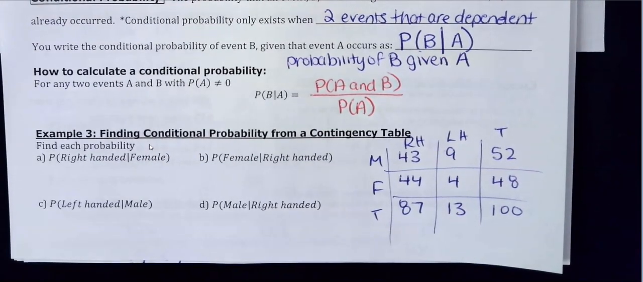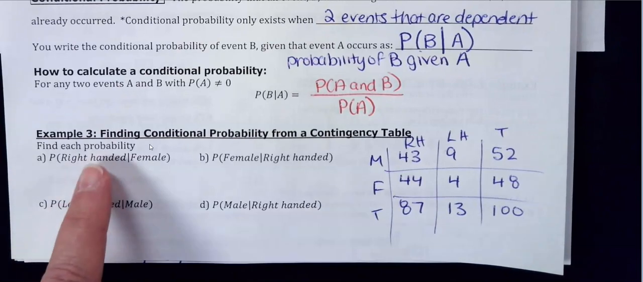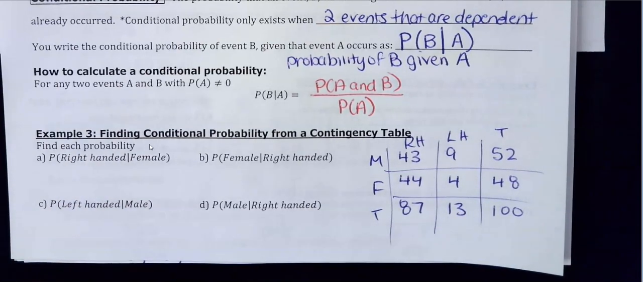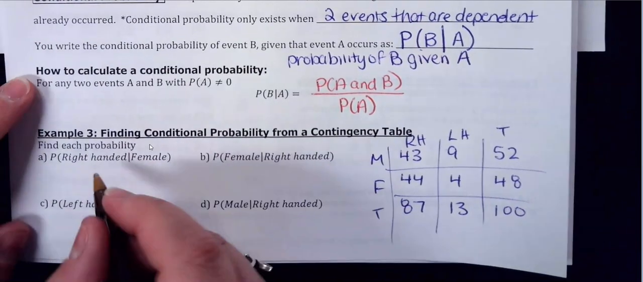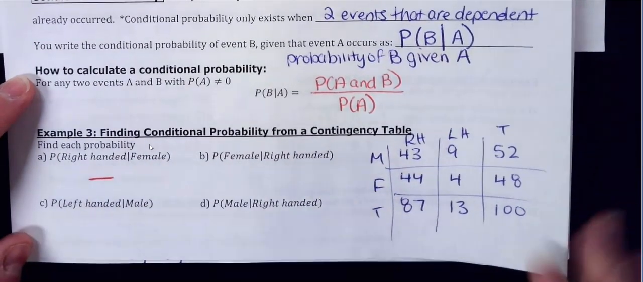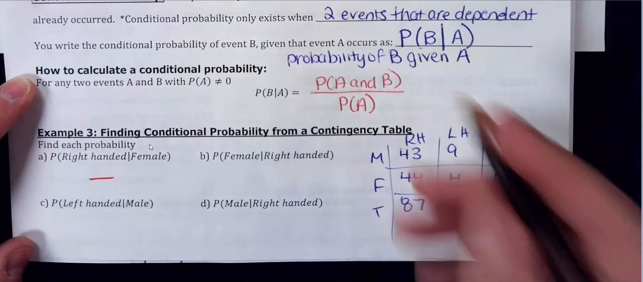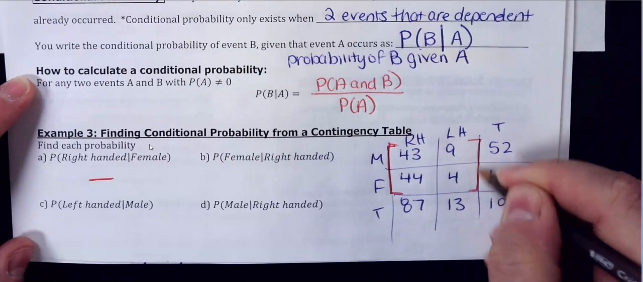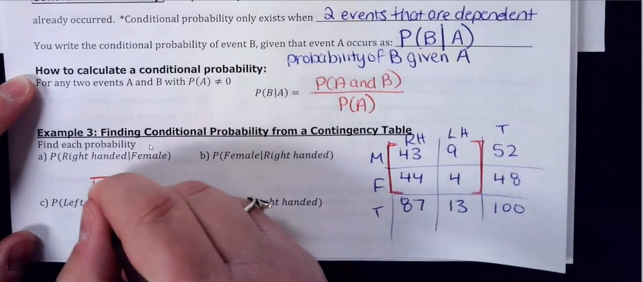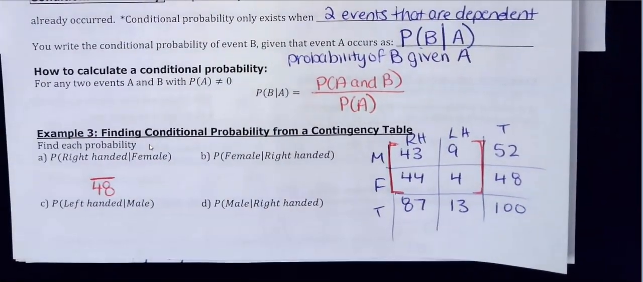Okay, now find the probability that the person is right-handed given that they are female. Okay, so given that they are female, whatever the condition is, that's what you want to put on the bottom of your fraction. There are 48, remember these are the data here, and then the other ones are really just the totals. There are 48 females. Okay, so what is the probability now?